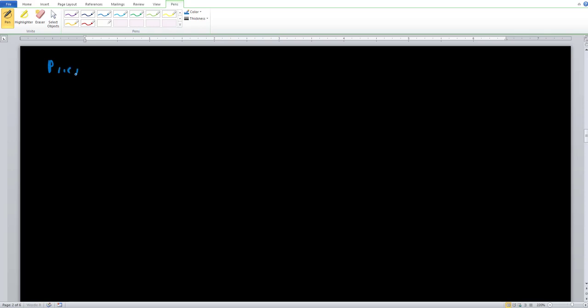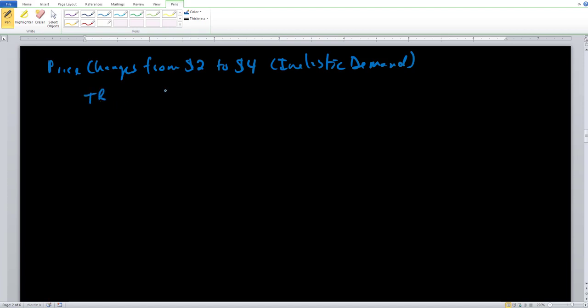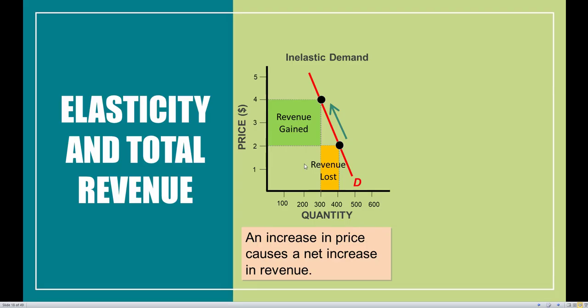So price changes from $2 to $4. And once again, we're taking a look at inelastic demand, and as we said before, total revenue should be increasing. We can figure out total revenue when price is equal to $2, so total revenue under $2. All we need to do is price times quantity. So we had a price of $2 that's given to us, and as we saw on the demand curve, the quantity at $2 is equal to 400.